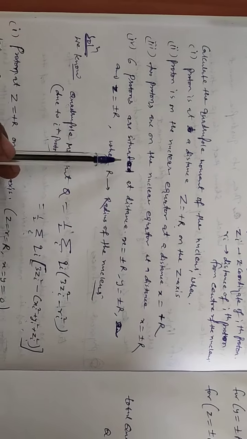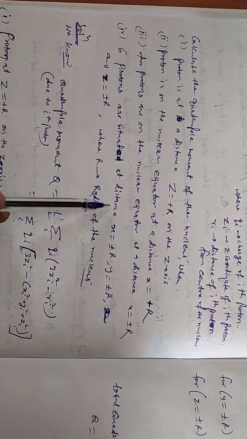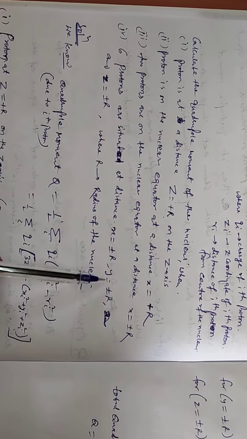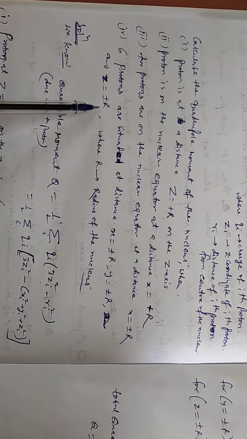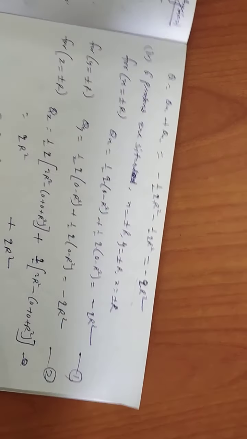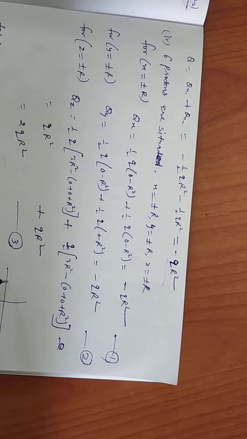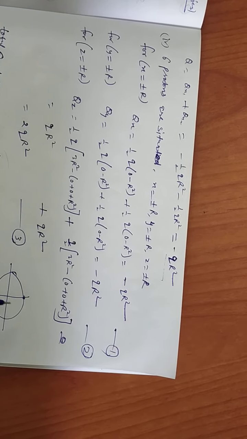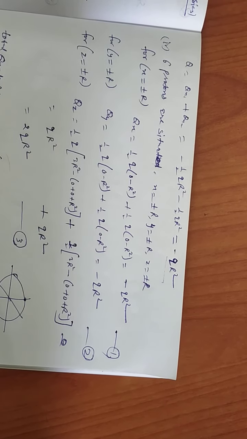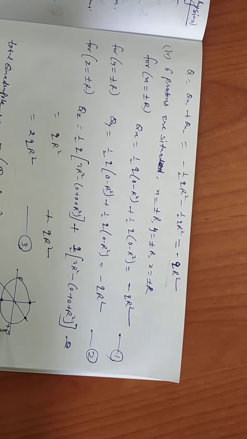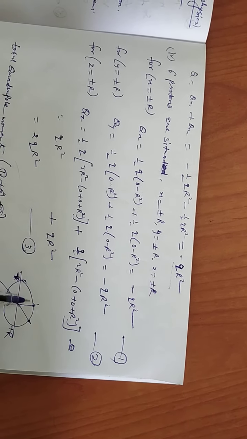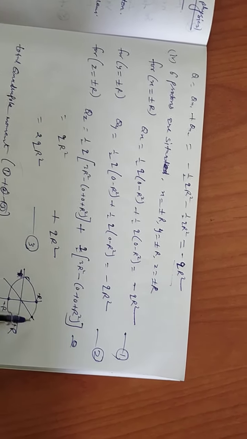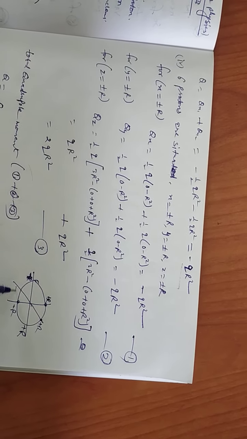Now the fourth one is the case when 6 protons are situated at distance x equals plus minus R, y equals plus minus R, and z equals plus minus R. This is the case where the protons are situated like this. This is the y direction. This one like this one, plus R, minus R, plus R, minus R, plus R, minus R.